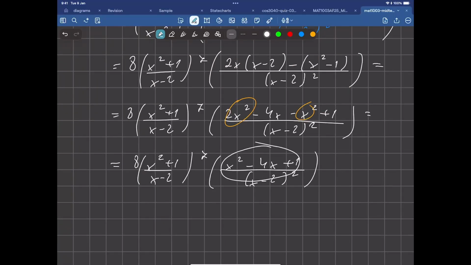This is not very easy to factor out. You cannot factor it out into x minus 2 and something else in order to cancel out. So you can just leave it at that, and this is a perfectly valid solution.